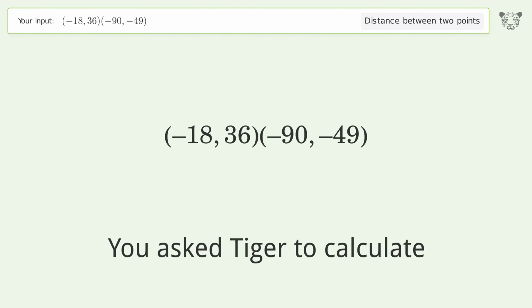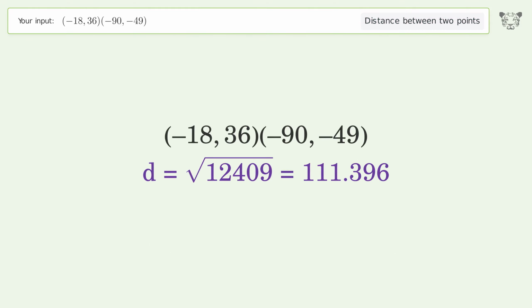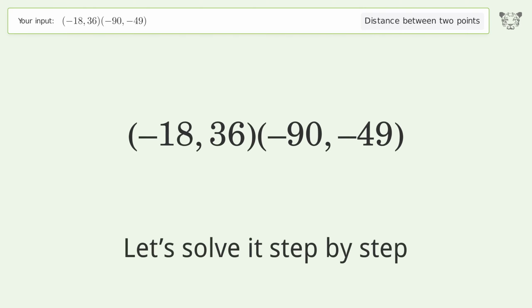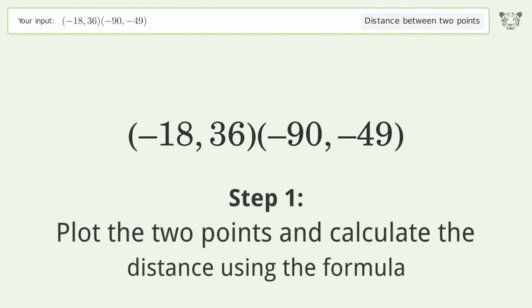You ask Tiger to calculate. This deals with the distance between 2 points. The distance between the 2 points is the square root of 12,409, or 111.396. Let's solve it step by step. Plot the 2 points and calculate the distance using the formula.